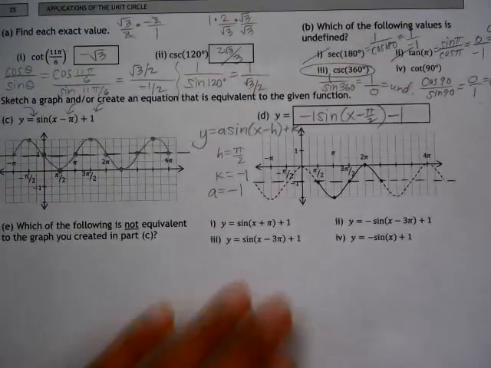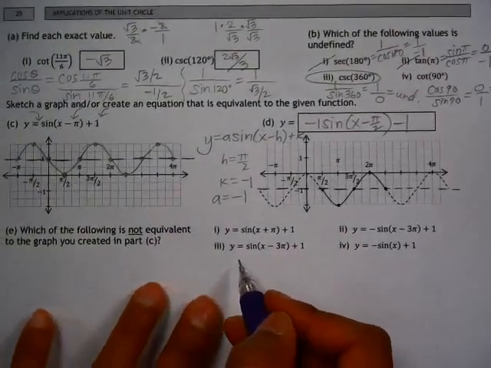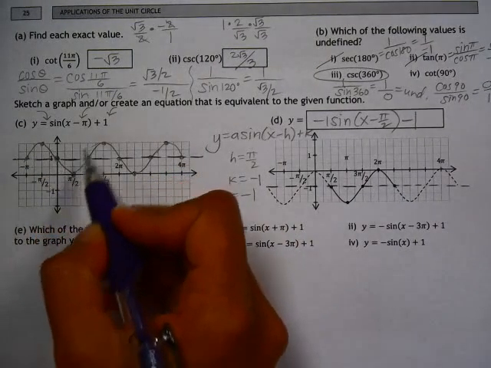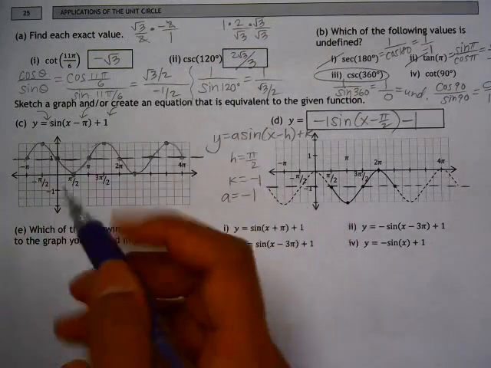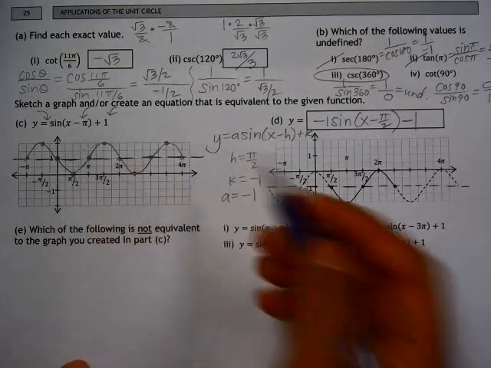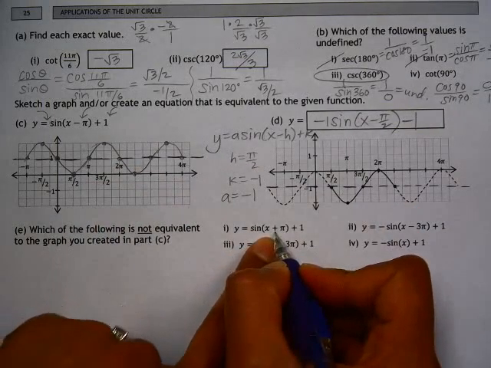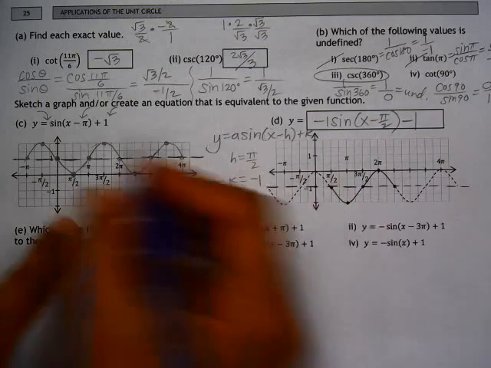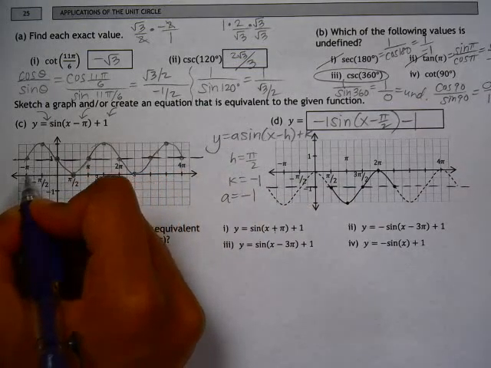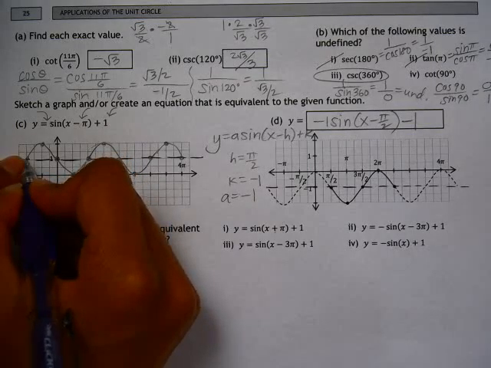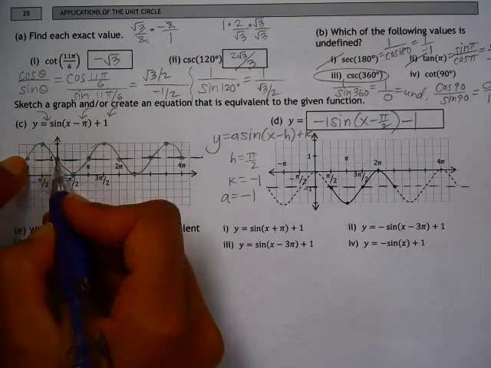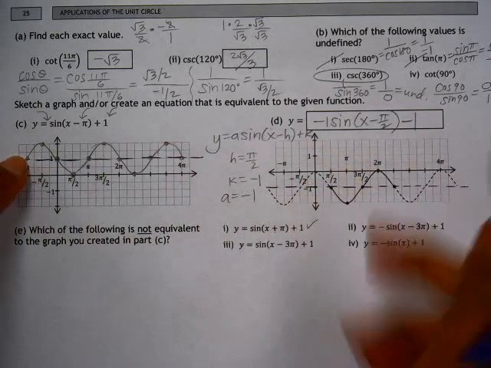Alright, in this last part here we're trying to figure out which of the following is not equivalent to the graph from part C. Because this graph continues forever, there are many equations that could match this graph. Let's look at each option here. This one is telling us to go left by pi and up by 1. So from 0 I'm going to go left by pi and up by 1. A positive a value here means the graph goes up first. So this is a match.